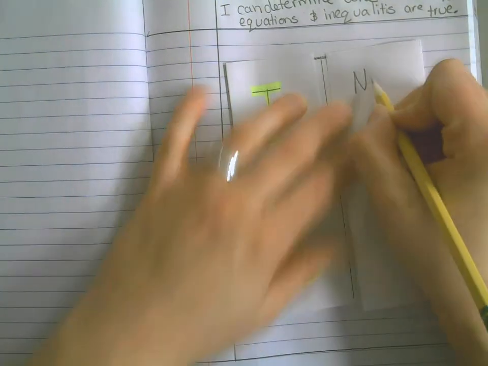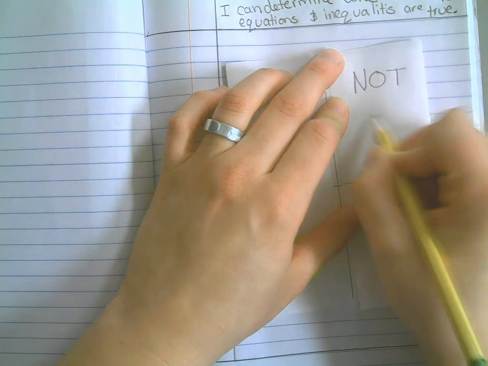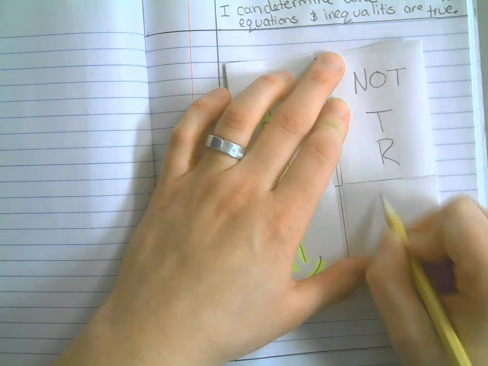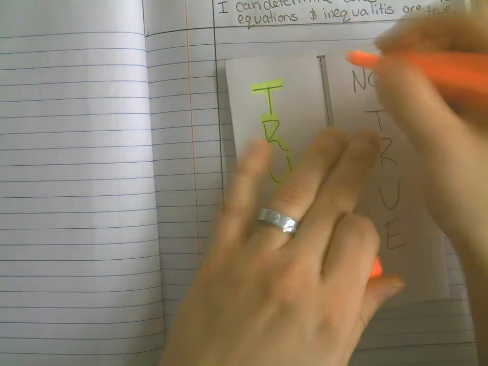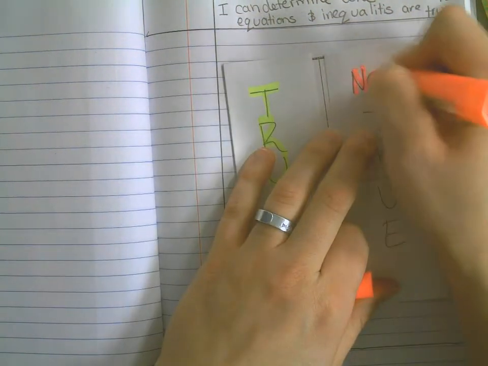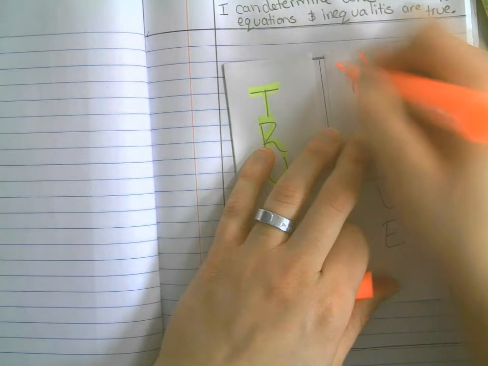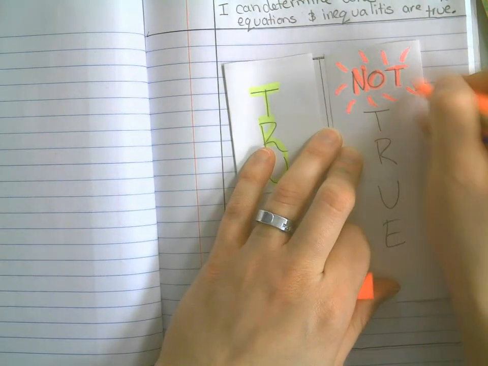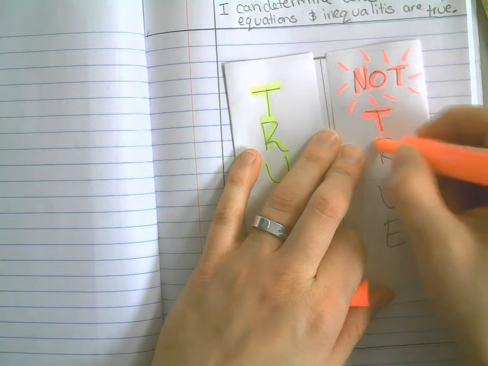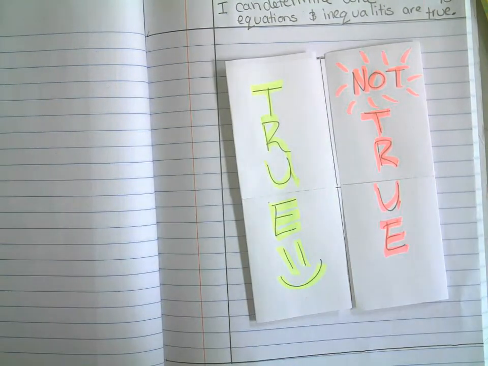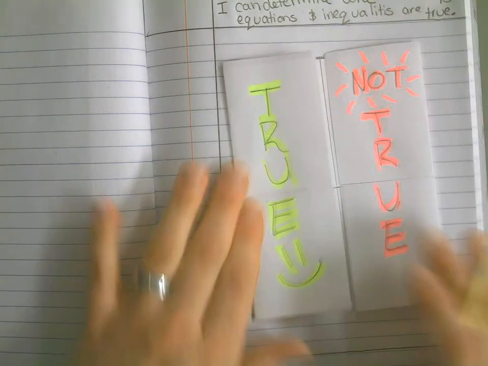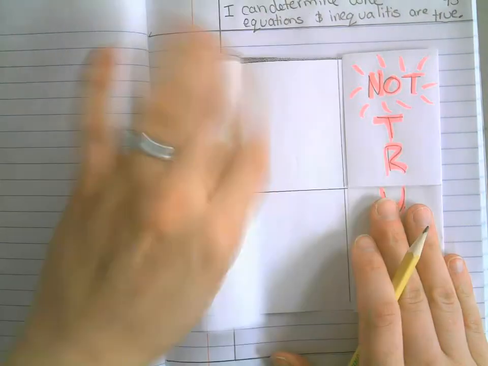This side is going to deal with things that are not true. And again, let's spruce this up a little bit. Draw some attention to it so I remember that this has to do with things that are not true when we're talking about equations and inequalities. Okay? So, we have our foldable. Now we're going to open it up.